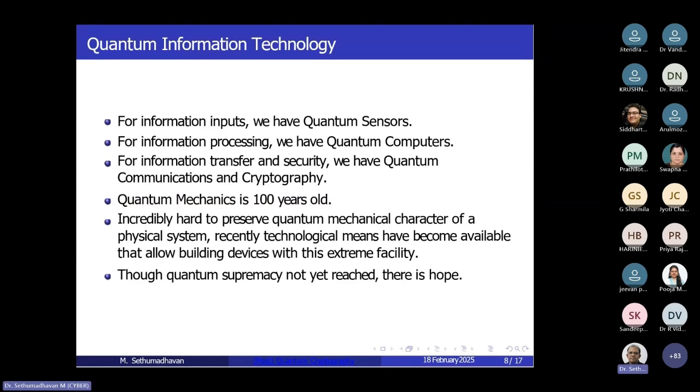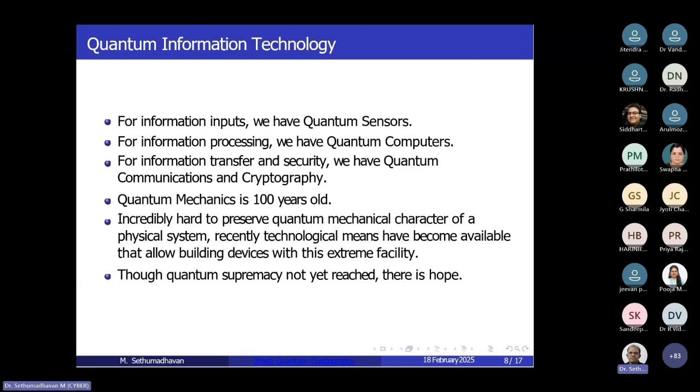But now people, China and some other countries, are telling they have a technological means to allow the building of devices with extreme facility, very, very low temperature, they are claiming, and that material sciences has developed such that you can preserve the quantum mechanical character. I don't know. I'm not familiar. I've not seen that also. One thing I know is that with the quantum mechanical character, a lot of errors will be there. In fact, I will go on to tell about the problem of error.